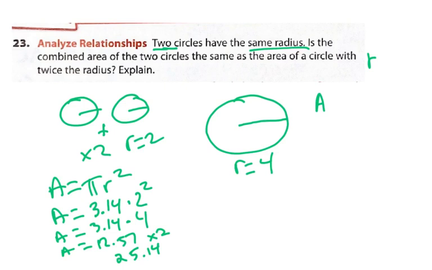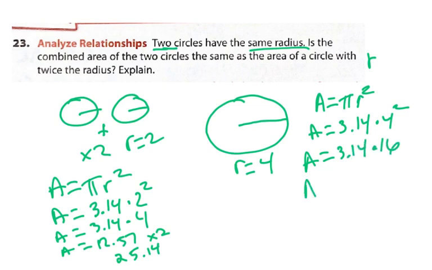So if I go over here to the area with twice the radius, area is equal to pi r squared. Area is equal to 3.14 times 4 squared. Area is equal to 3.14 times 16. Area is equal to 50 and 26 hundredths. So actually, the area of the one with twice the radius is almost double the combined area of the circles with half the radius. So the answer here is no. The combined area would not be the same. The answer is definitely no.